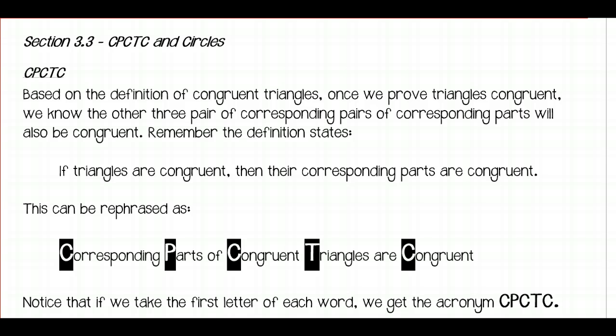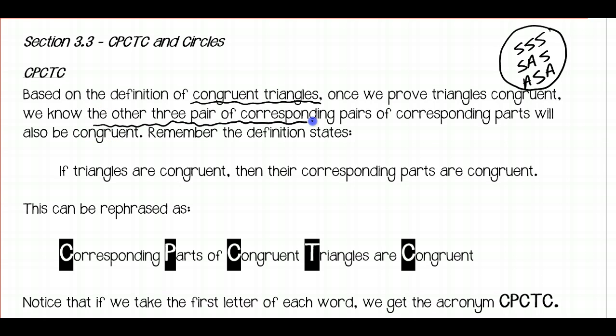So, based on the definition that we talked about for congruent triangles, once we prove the triangles congruent, and we'll use three pieces of information for that, we'll either use three pairs of sides, two pairs of sides and the included angle, or two angles and the included side. So we're going to use three pieces of information to get the triangles congruent. Once we do that, we know that all the other parts are going to be congruent. So the other three pairs of corresponding parts are going to be congruent.